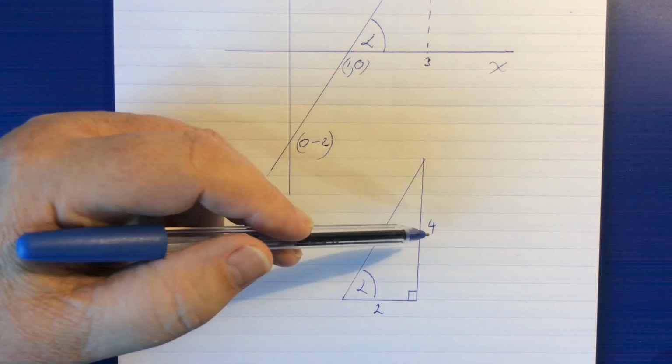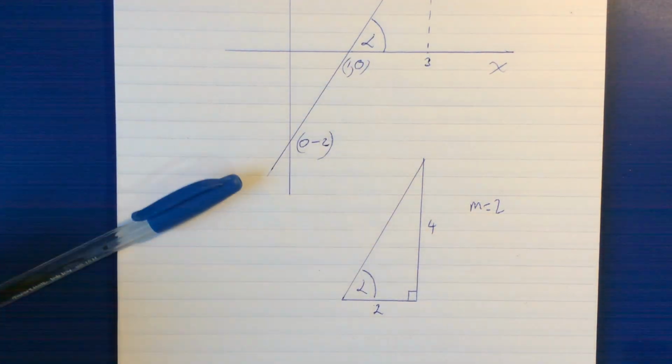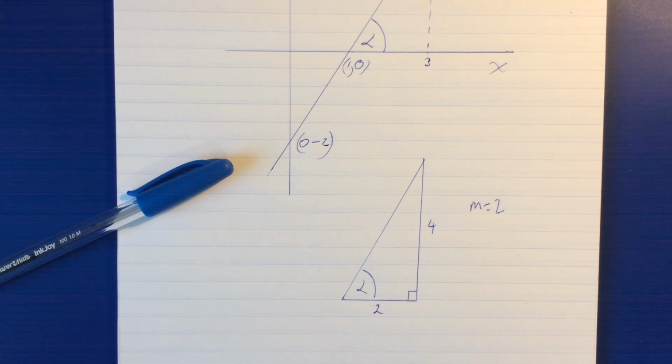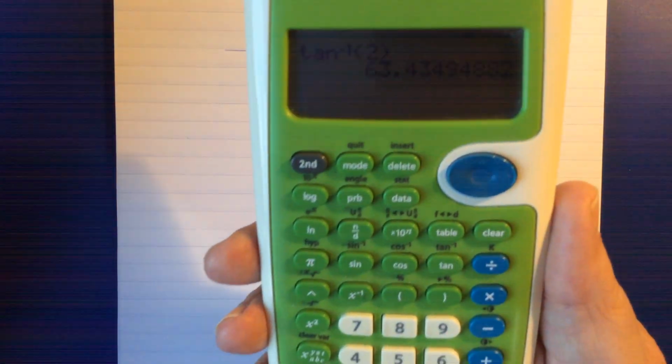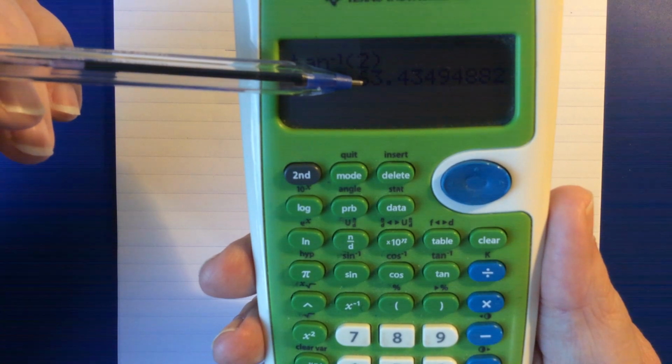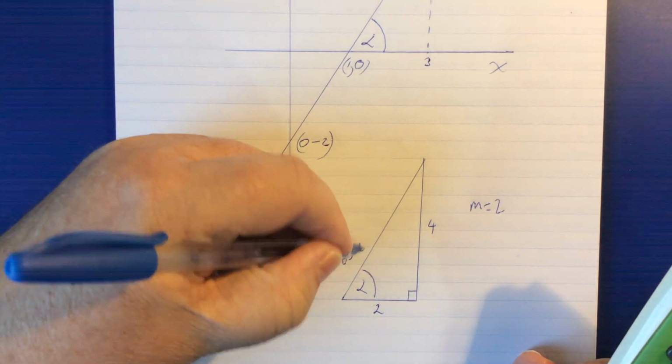Our gradient is 4 over 2, m equals 2, and we can obviously find the angle alpha from that. So let's go ahead and do that. I've just popped that into my calculator, and the angle that we get is 63.43 degrees.